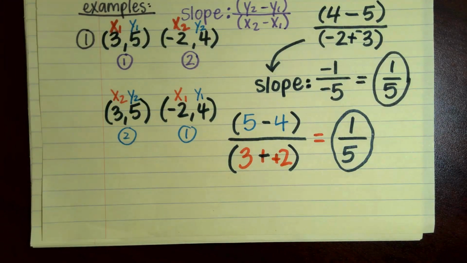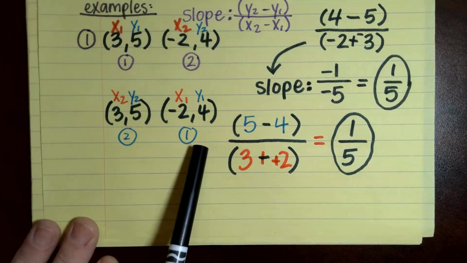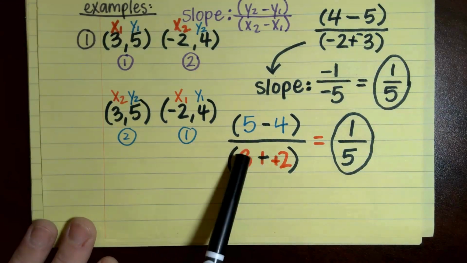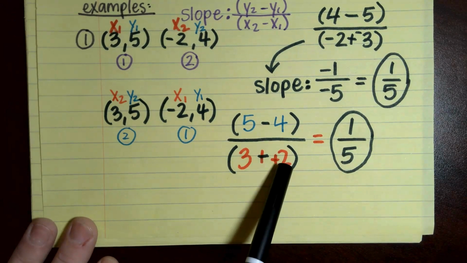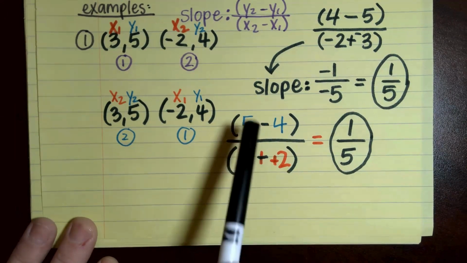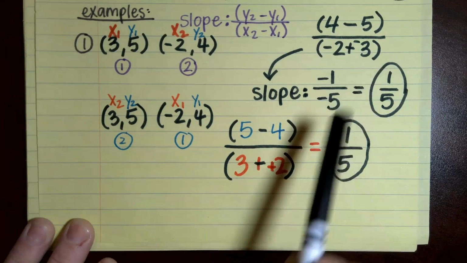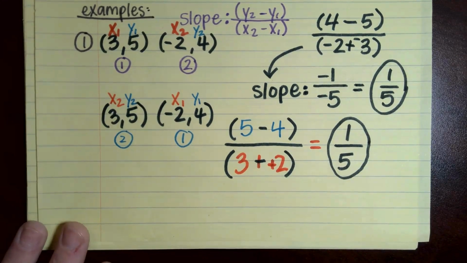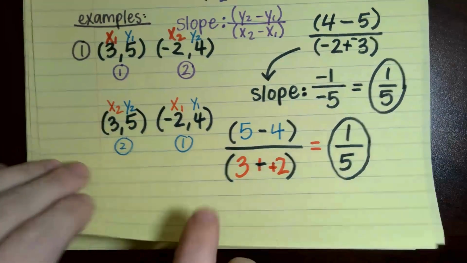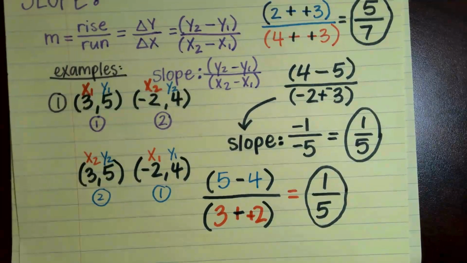Same answer. So it doesn't matter what order you put your coordinates in. It just matters that you stay consistent. If I have 5 minus 4, I have to do 3 minus -2. I couldn't do 5 minus 4 and -2 minus 3. That wouldn't be keeping it consistent. All right. Any questions about that? Okay, let's do another example. Let's do a few of these together.